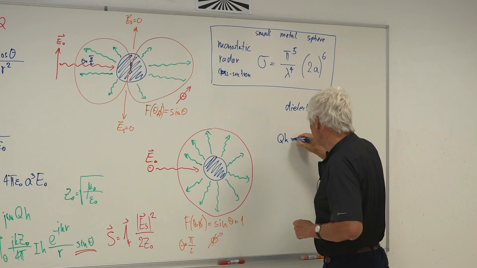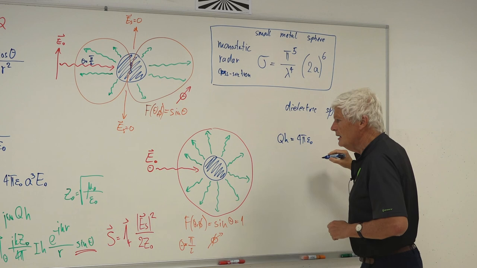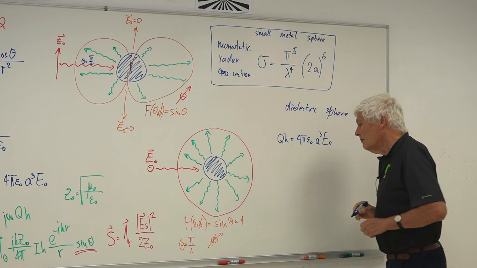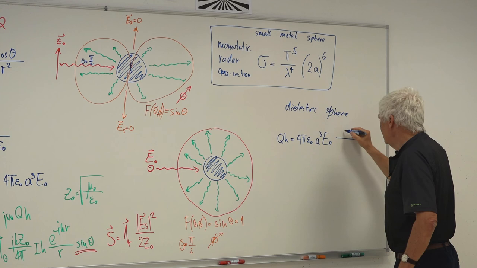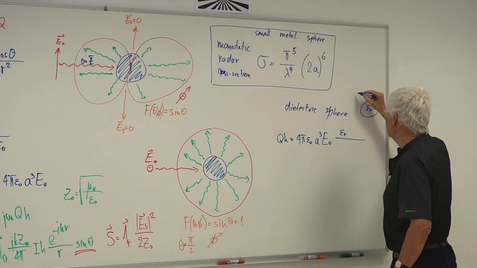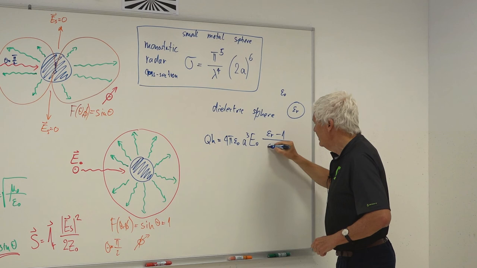The strength of the dipole for the dielectric sphere is the same as we had before, p equals epsilon 0, a to the third power, E 0, but times the dielectric factor. And this dielectric factor, for a sphere that has epsilon relative inside and epsilon 0 outside, is epsilon relative minus 1 over epsilon relative plus 2.